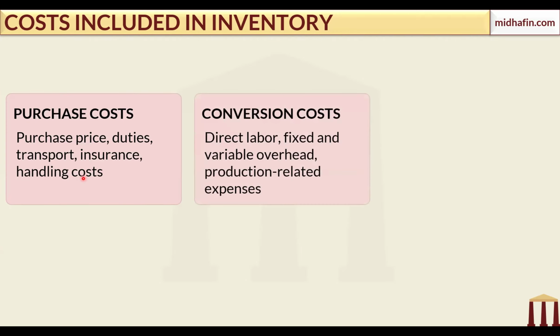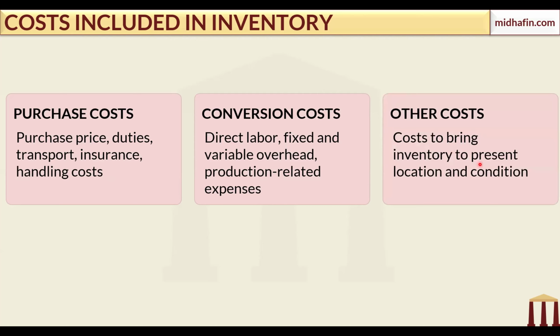Next, you have conversion cost. So conversion cost can be direct labor. Okay, the costs which are involved in transforming the materials into the finished goods. So direct labor, production related overhead, okay, fixed and variable overhead, okay, production related expenses. Then other costs to bring the inventory to present location and condition.